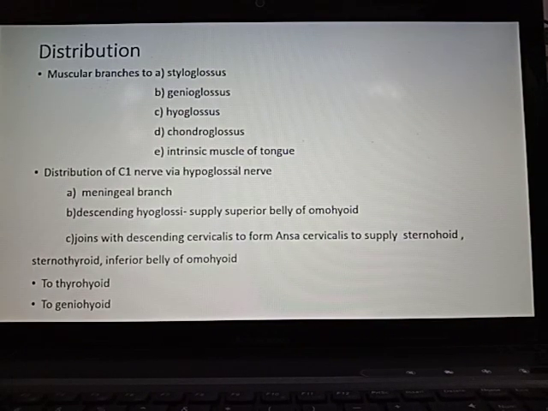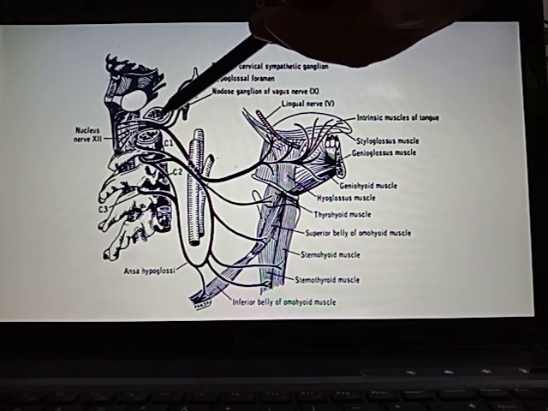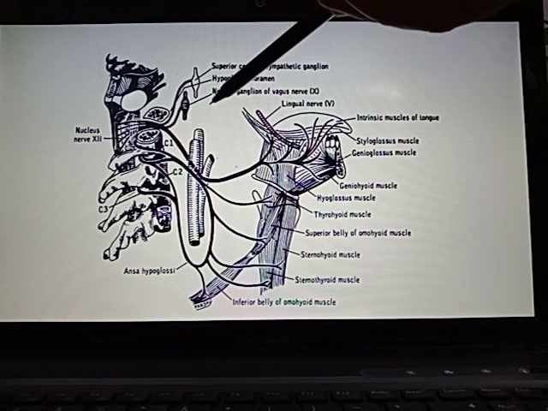So the distribution of the C1 nerve via the hypoglossal nerve. One is the meningeal branch. Then the descending hypoglossal supplies the superior belly of the omohyoid and joins with the descending cervicalis to form the ansa cervicalis, to supply the sternothyroid, inferior belly of the omohyoid, thyrohyoid and the geniohyoid. Come to this slide. From this region, one branch goes to the recurrent meningeal branch.